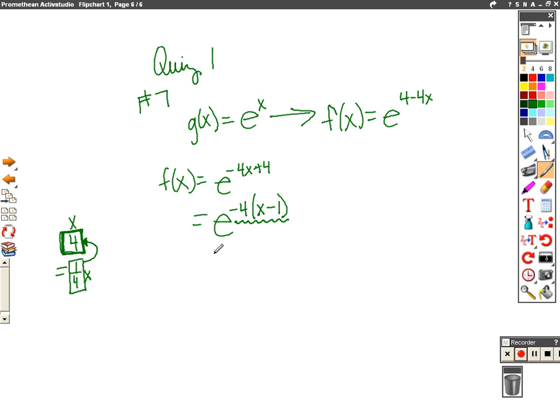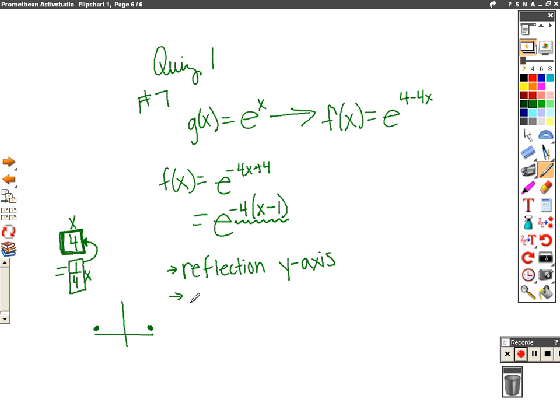The negative tells me that I have a reflection, and it's affecting the x values. So if I look, instead of a positive 3, I'd now have a negative 3. So which axis is that? It's a reflection over the y axis. And that's the first one.